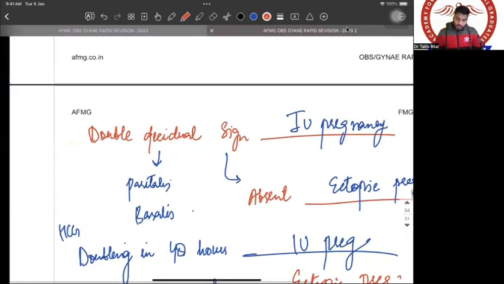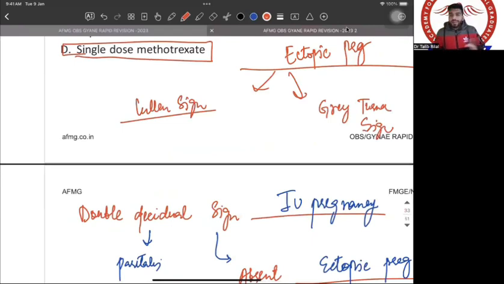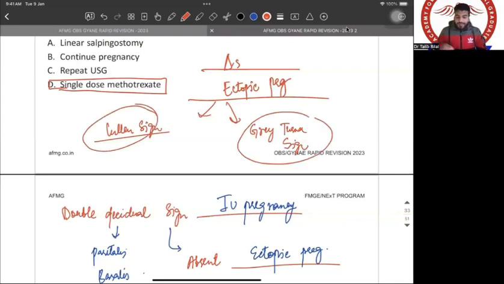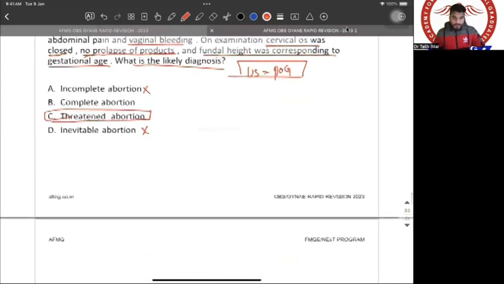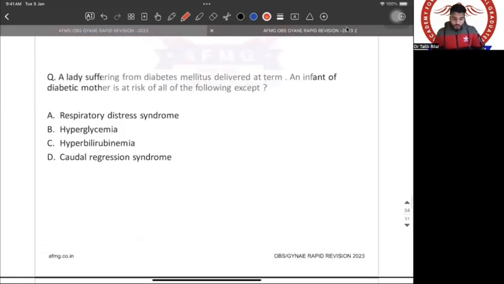Remember, guys, we have two signs in ectopic pregnancy: Cullen sign, ecchymosis on the umbilicus, and Gray-Turner sign, ecchymosis on the flanks. These two signs we also see in pancreatitis, but in pancreatitis we have other signs as well: ecchymosis of the scrotum, ecchymosis of the inguinal region, Bryant sign, and Fox sign. But Cullen sign and Gray-Turner sign are also seen in ectopic pregnancy. So in this question, os is closed, no prolapse of products, and uterine size is equal to the period of gestation. Your diagnosis is threatened abortion. Drugs of abortion already discussed. Let's move to the next question, guys.